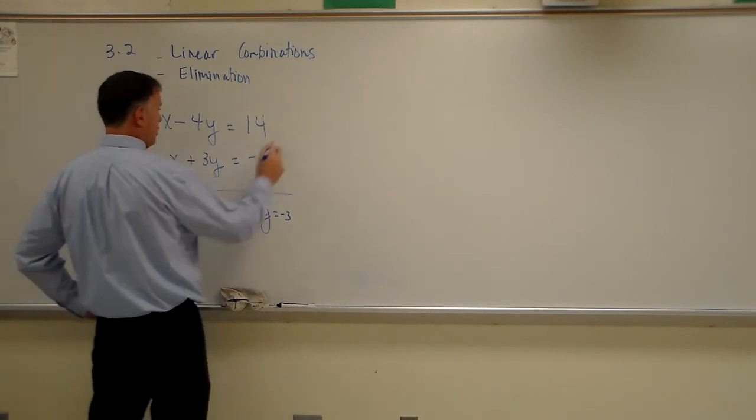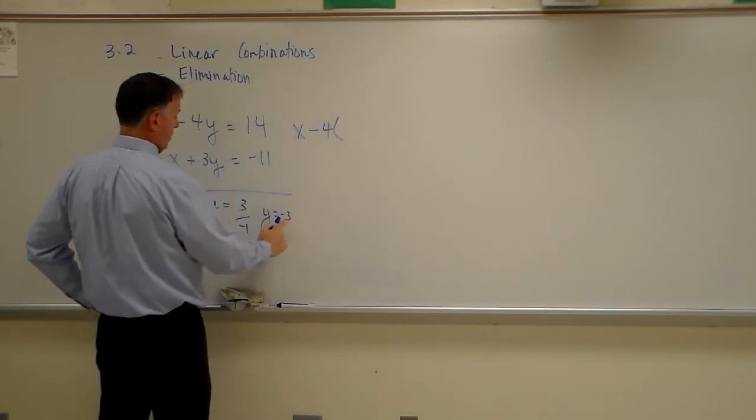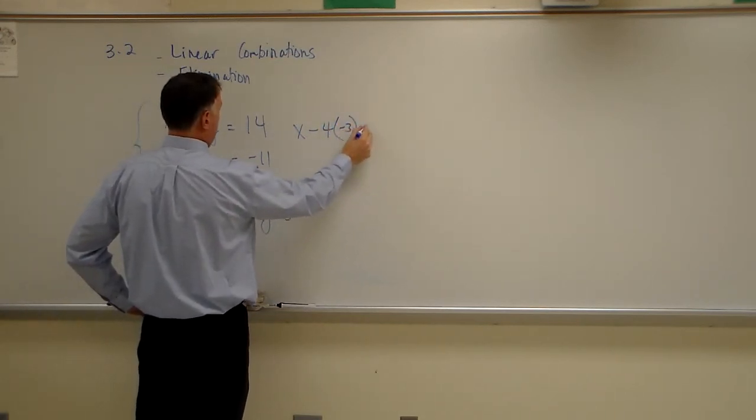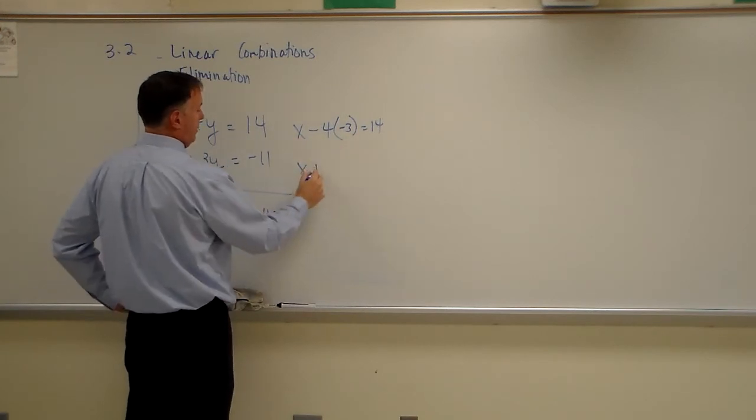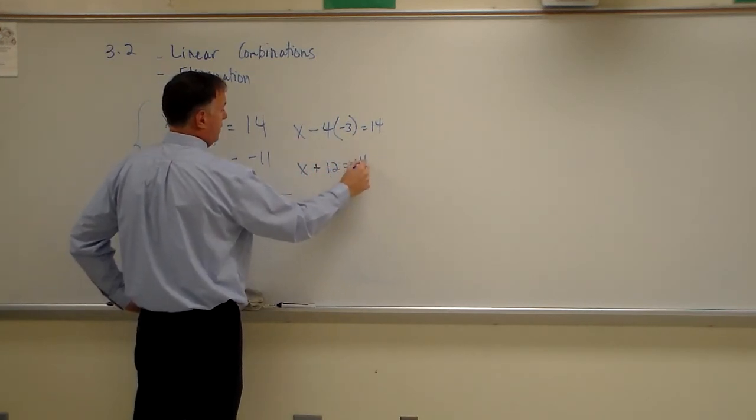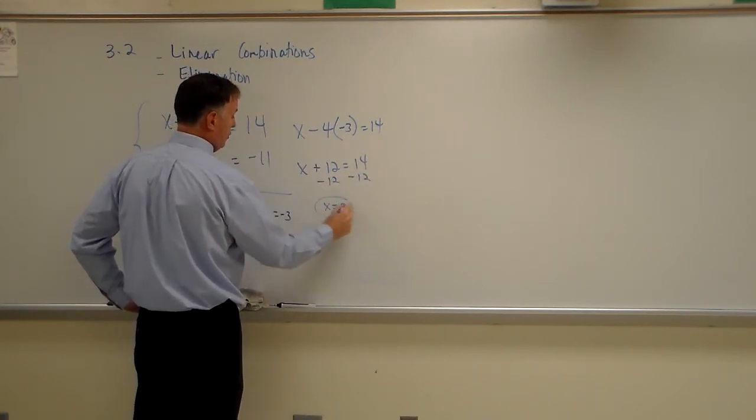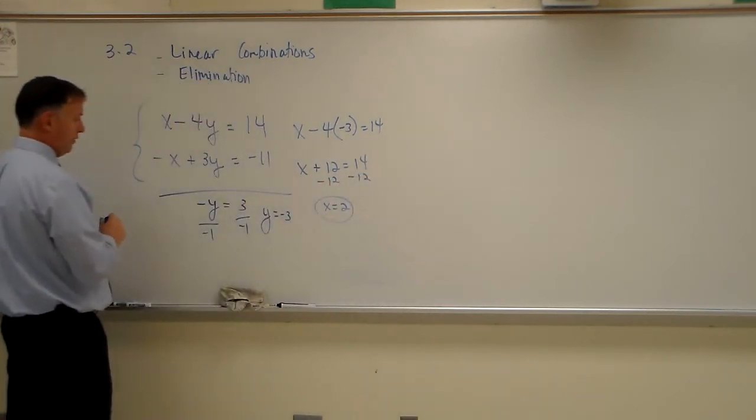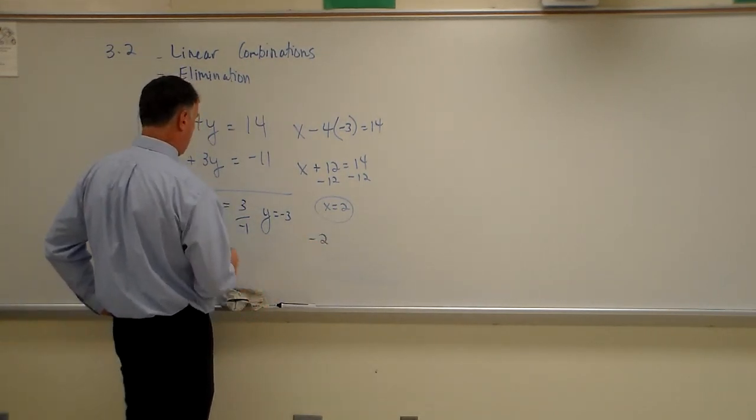Plug into one of your equations, it doesn't matter which one. I'm going to pick the first one. x minus 4 times negative 3 equals 14. Negative 4 times negative 3 is a positive 12, equals 14. Minus 12, minus 12, x is 2. 2 and negative 3, let's see if it works. Plug in a 2 there. Negative 2, something doesn't look right here.